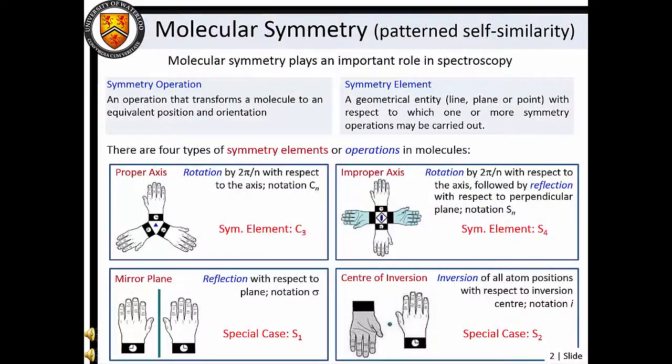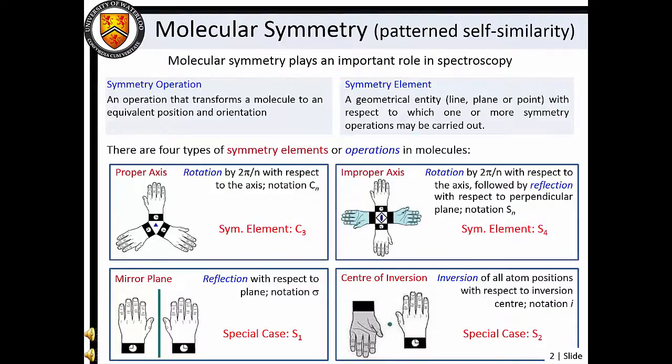Molecular symmetry can be described as patterned self-similarity. We can discuss symmetry in terms of symmetry operations, which transform molecules to equivalent positions and orientations, or in terms of symmetry elements, which are geometrical entities such as lines, planes, or points with respect to which one or more symmetry operations may be carried out.